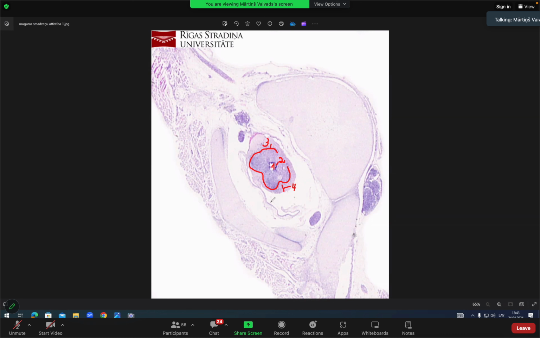What else is here? You see thin plate of connective tissue, pia mater. So number 5, pia mater. So pia mater appears in these slides.